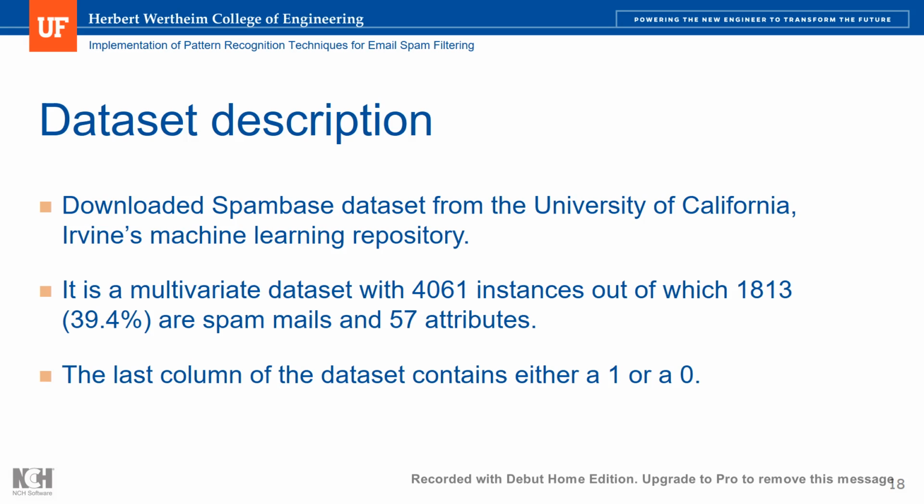The last column of the data set contains either a 1 or a 0, which indicates whether the given email is spam or ham. 1 stands for spam email and 0 stands for ham email. It also provides some insight into the number of uppercase letters and the character or word frequency, which will be helpful to classify the email as spam or ham. So that's the dataset description.